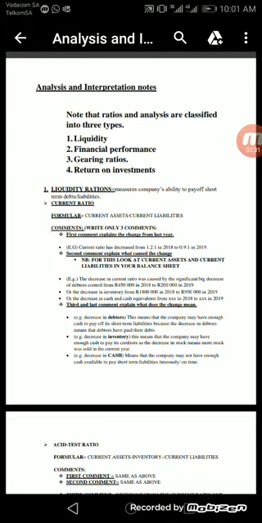Guys, I made these notes myself and did not copy them from anywhere else, because the books do not really explain these things in depth. So that's why I decided to make my own notes and come to explain to you.